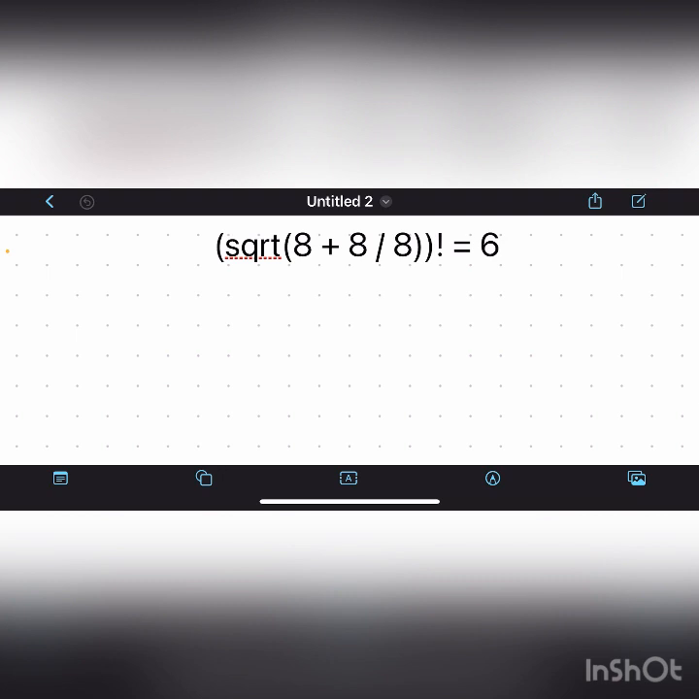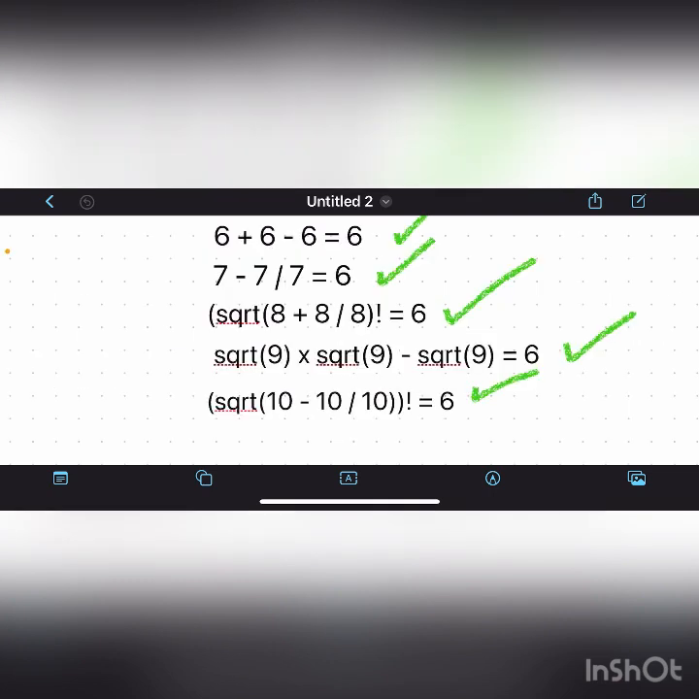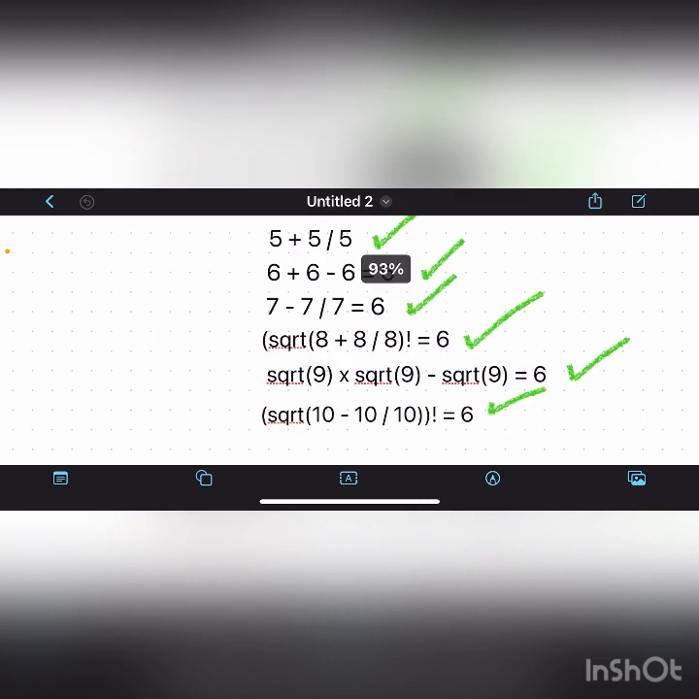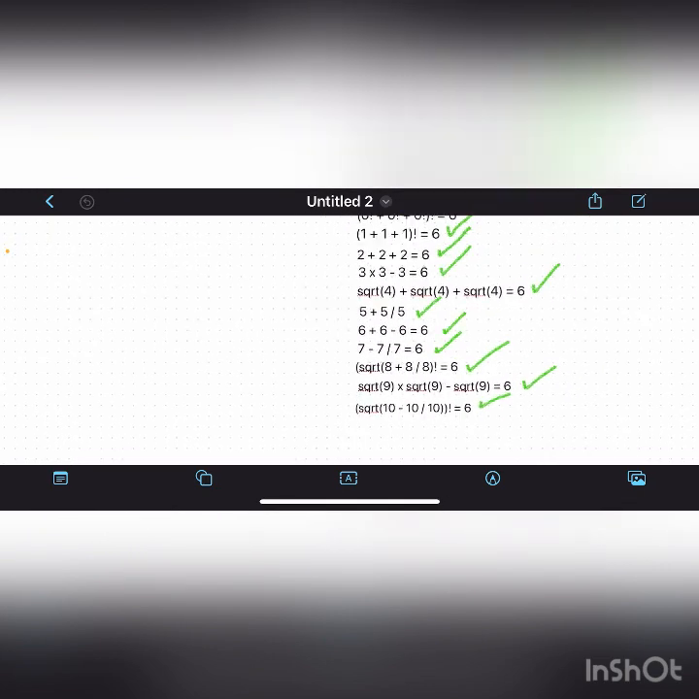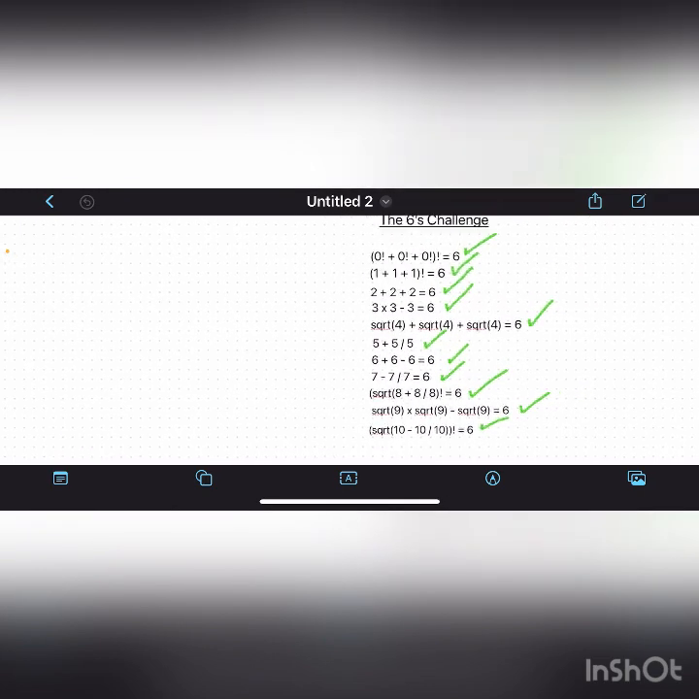And another way you can do this one is 8 minus the square root of the square root of 8 plus 8. So 8 plus 8 is 16, the square root of 16 is 4, the square root of 4 is 2, and 8 minus 2 is 6. Okay, so that is the last problem in the 6's challenge, and so we have successfully finished the 6's challenge.